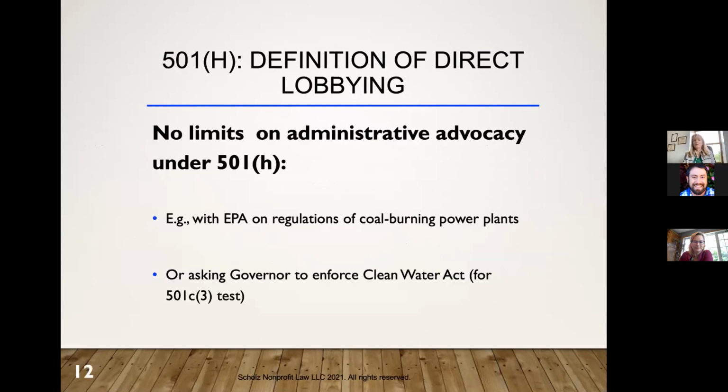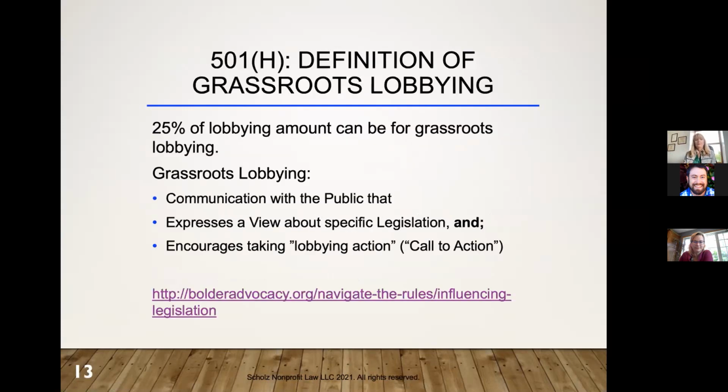So like I said, though, no limits on administrative advocacy, and I make a point here to point out that this is under this federal test. Unfortunately, I'm going to make your head hurt a little bit when I point out the Wisconsin rules, because that is different at the state level. All right. So that's communicating directly with legislators.